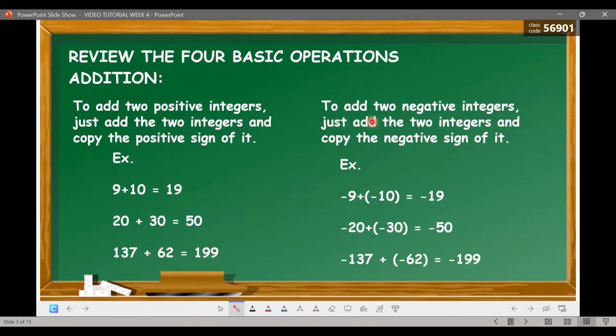Then, to add 2 negative integers, just add the 2 integers and copy the negative sign of it. Okay, so pareho lang sa addition. I-add lang natin, but we have to copy the negative sign kapag pareho silang negative. So, example, negative 9 plus negative 10 is equal to negative 19. Negative 20 plus negative 30 is equal to negative 50. Negative 137 plus negative 62 is equal to negative 199.